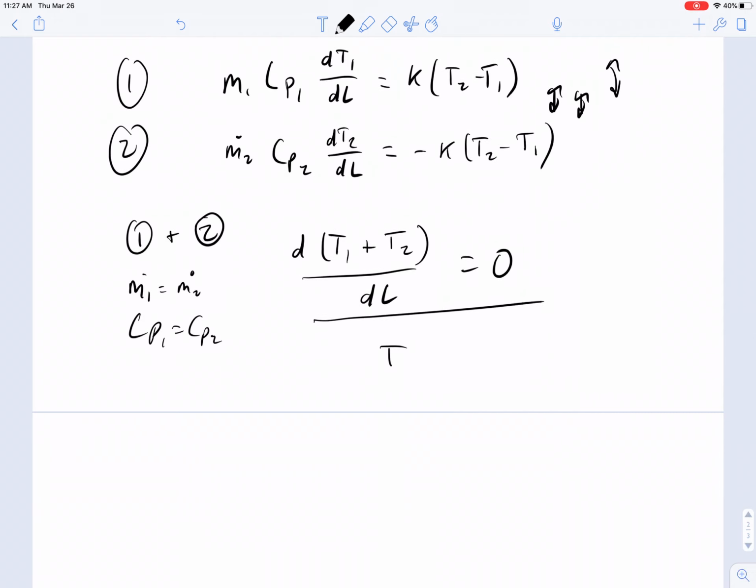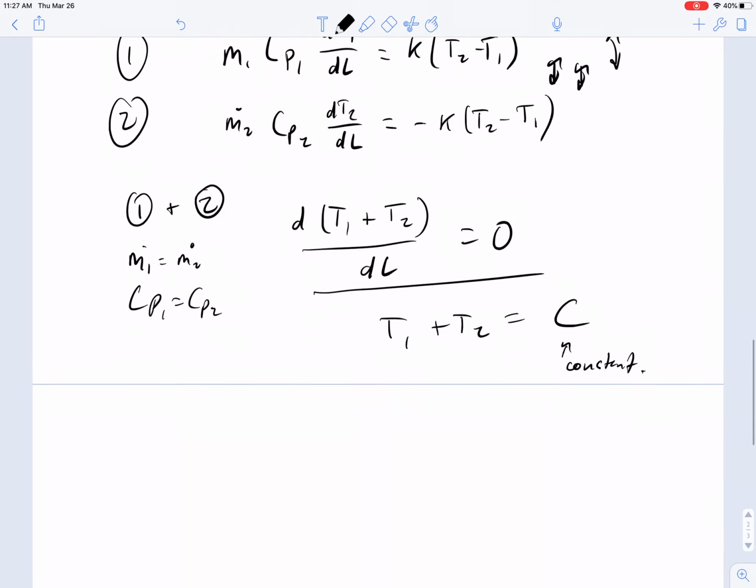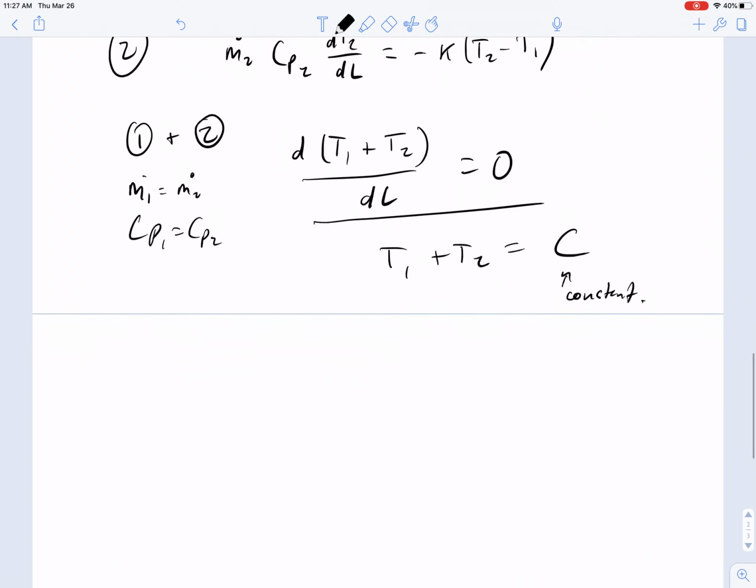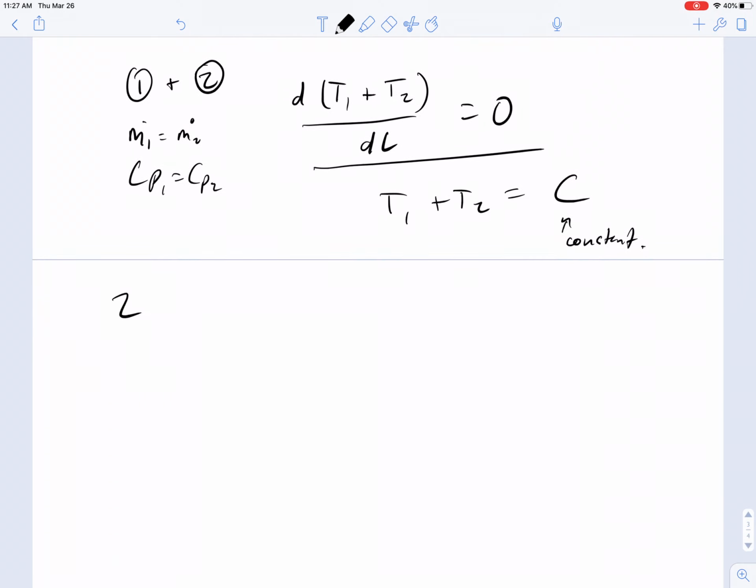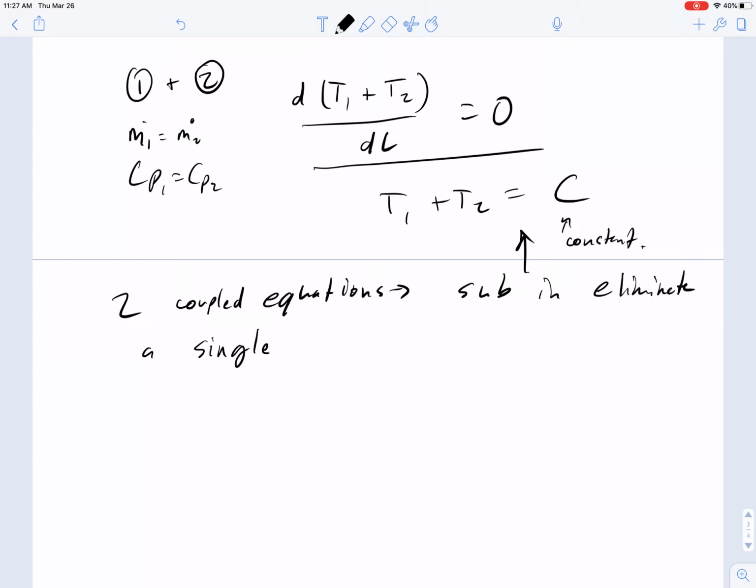This is a trivial differential equation, T1 plus T2. Then the only solution of this is going to be some integration constant. This is just an integration constant. Okay, so great. What can we do now? Well, now, instead of two coupled equations, we can simply substitute in this relationship and eliminate a single dependent variable. This allows us to solve it.